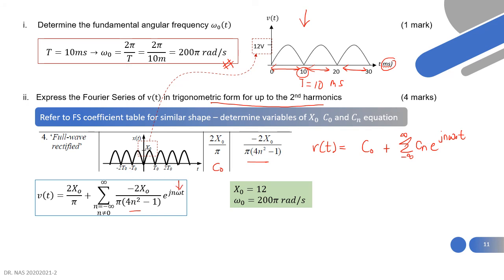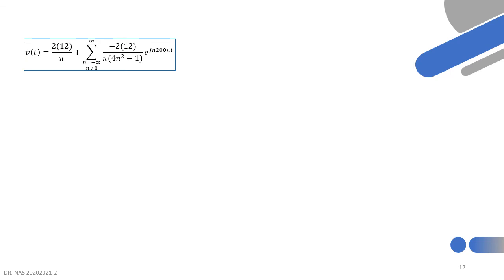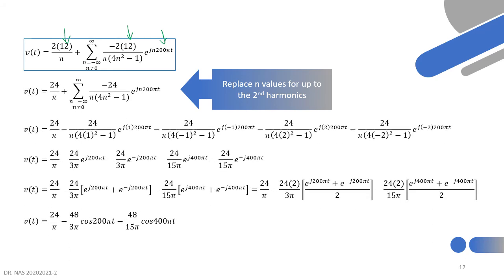So you can replace your omega with 200 pi radian per second. You can replace your x naught as well. Then you need to consider n equal 0, 1, minus 1, 2, and minus 2. Okay, once you have the general equation, when you have replaced all the x0 and omega values, so this is your omega value, and this is your x0 value. Next you need to replace n values for up to the second harmonics. So you expand the equation by including the n values. So this is when n equal to 1, this is n equal to -1, and this is for n equal to 2, and last one n equal to -2.